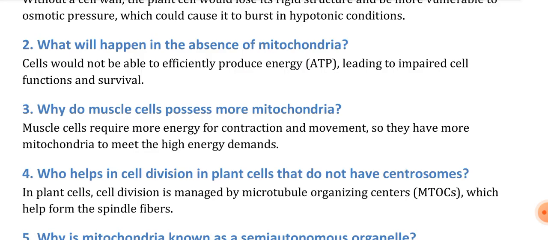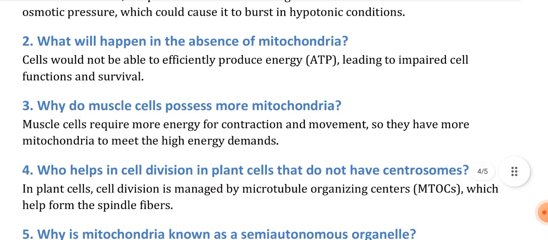Who helps in cell division in plant cells? Because plant cells do not have the centrosomes, in plant cells, cell division is managed by microtubule organizing centers, or you can simply write microtubules.